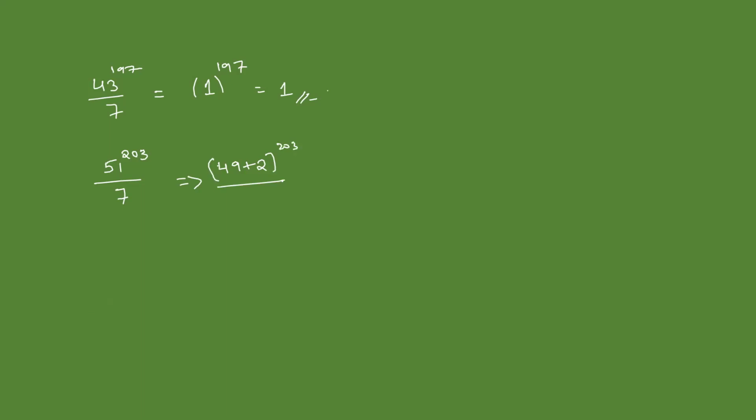So in that plan, what I am going to do here, please see: 49 plus 2 whole to the power of 203 by 7. All right. Now, 49 by 7, what is the remainder I will get here? The remainder is 0. So forget about it.